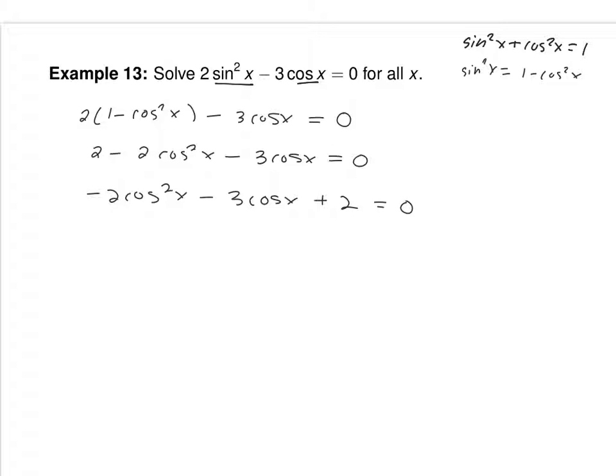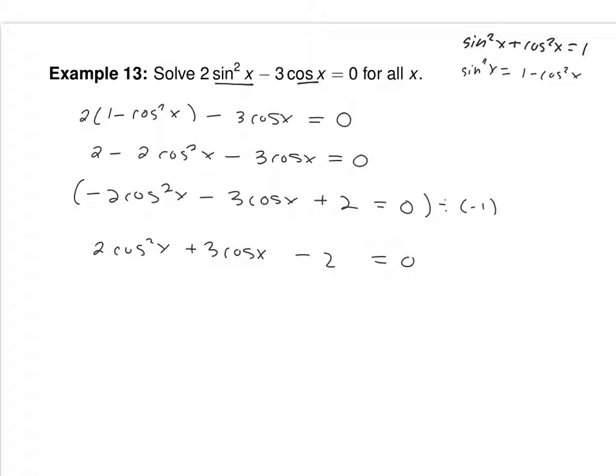Where did the negative in front of the cosine squared come from? Okay, good. If you're factoring in general, do you want the first term to be negative? Not usually. So take this and either multiply or divide by -1. Basically flip-flop all the signs, right? So that becomes 2 cosine squared x plus 3 cosine x minus 2. And then we're going to factor from there.